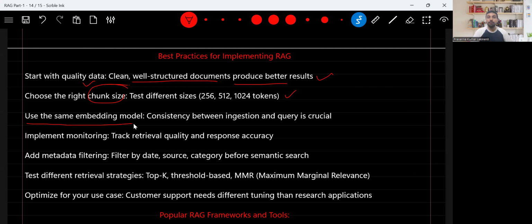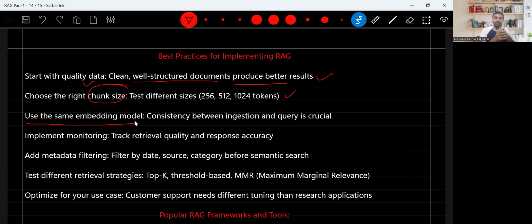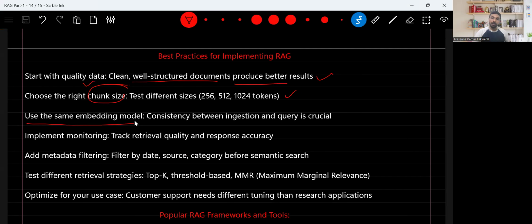Use the same embedding models. That means whatever embedding model we use to convert your raw data into the vector database, the same one you have to use to convert your prompt into an embedded vector. That means consistency between ingestion and query is crucial. Both embedding models should be equal.